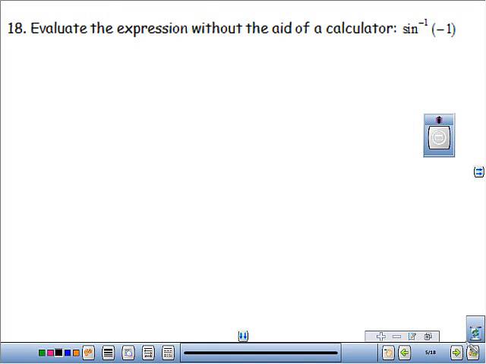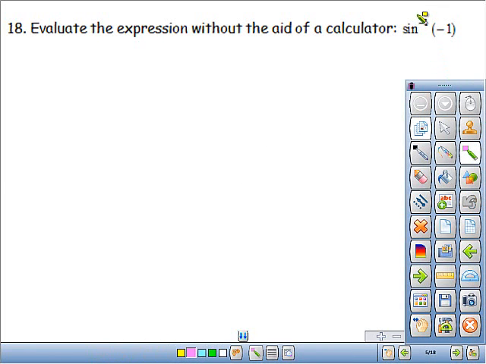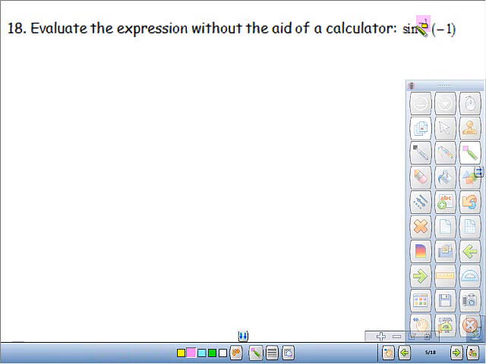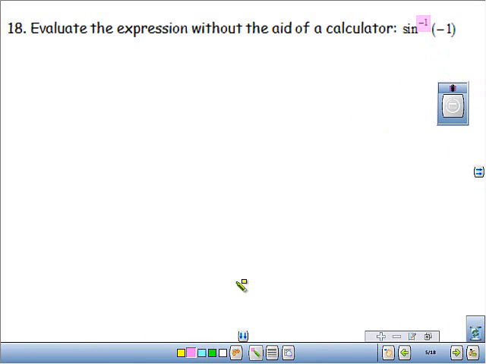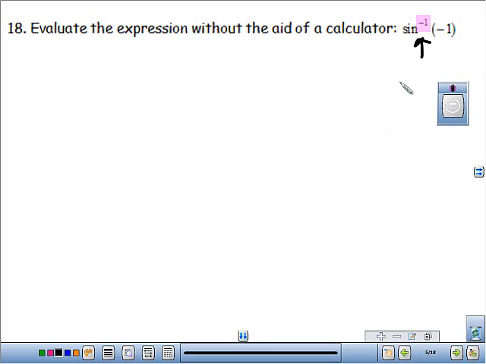18, evaluate the expression without the aid of a calculator. You need to understand that when you see a -1 exponent on a trig function, that's inverse. So this reads inverse sine of -1. And what that literally means, if you think back to when we do our trig functions, is we take an inverse when we're looking for an angle.